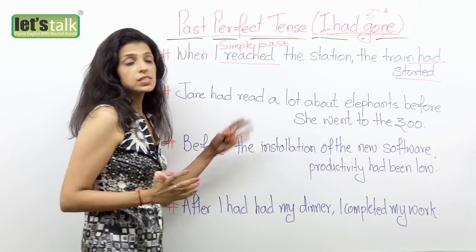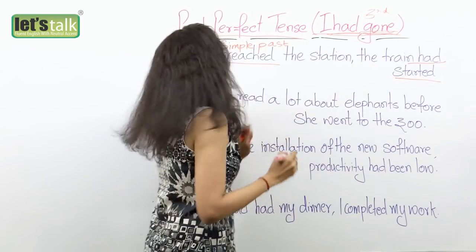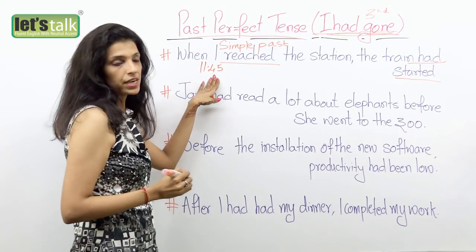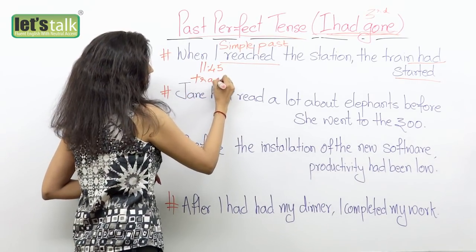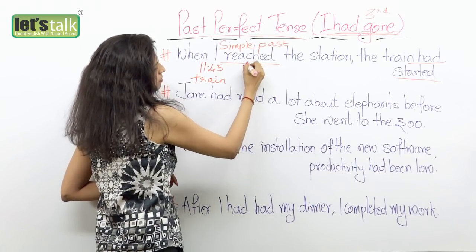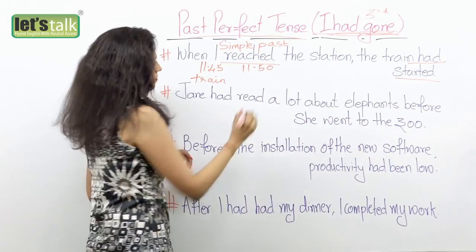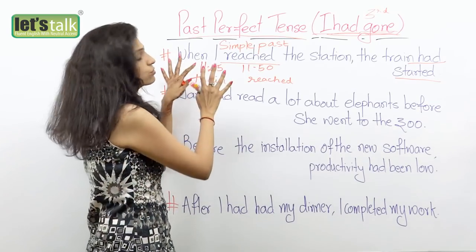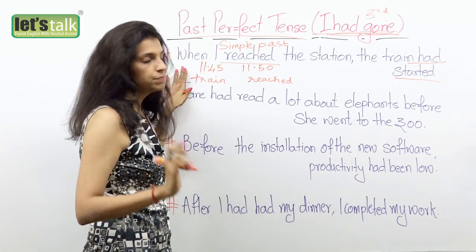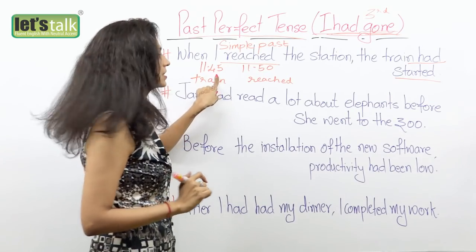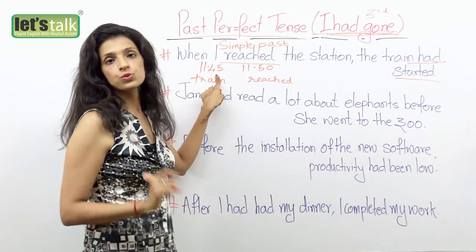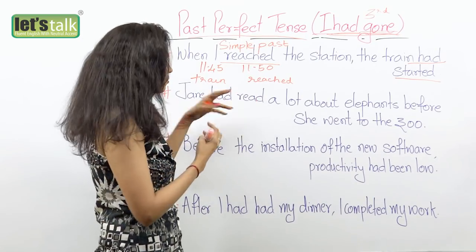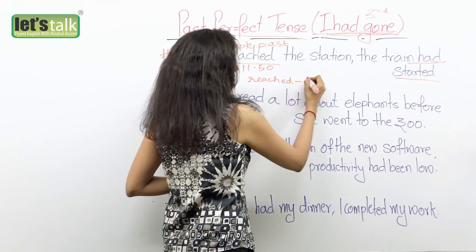Now why do we use a past perfect tense in this sentence? Now supposing at 11:45 the train left, and I reached say by 11:50. Now we are talking about a past action, but two things are happening. So the action that happened first, that is the train had started, you always use the past perfect. And there is an action that happened after that, maybe it's more recent, you use a simple past tense.